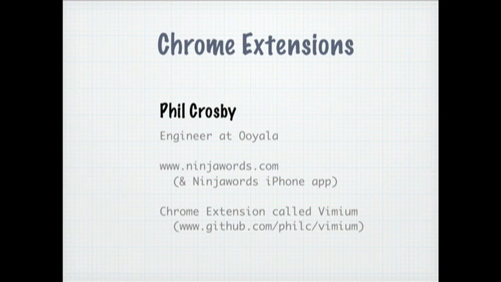You may have heard of one of my projects called Ninja Words and the Ninja Words iPhone app. And right now I'm working on an extension called Vimium. This basically allows you to navigate the internet using keystrokes in the spirit of the Vim editor. It's very similar to the Vimperator plugin if you've ever used that for Firefox.